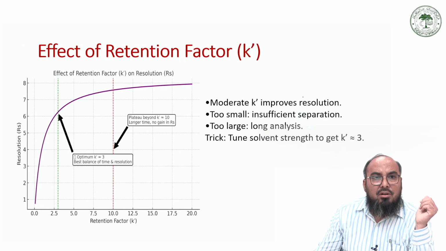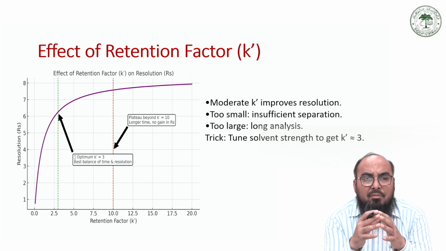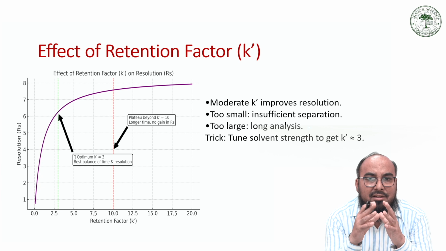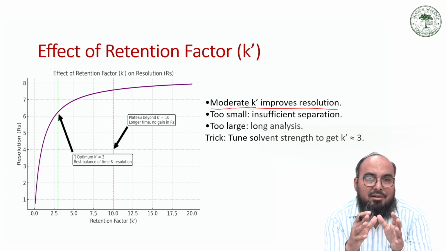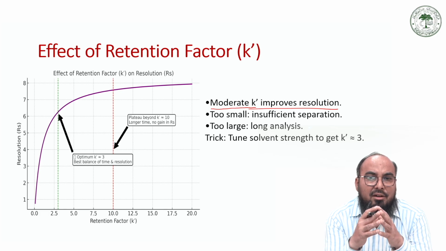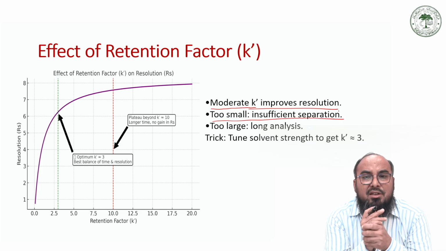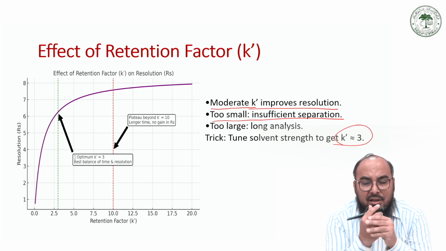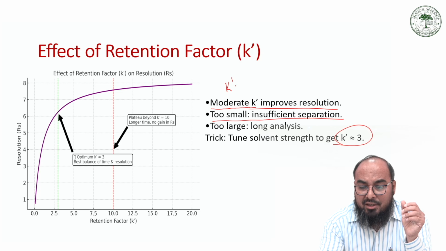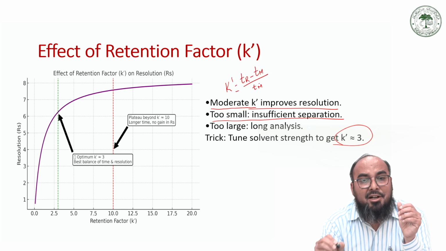Okay. So, effect of retention factor. Although the retention factor is not as dominant, it still has some say. If you moderately increase it, it improves the resolution, but not as much as alpha. If it is very small, it leads to insufficient separation. Similarly, the trick is that you have to keep k dash, the retention factor. Again, I am writing it again, the retention factor is Tr minus Tm upon Tm. That is the retention factor.